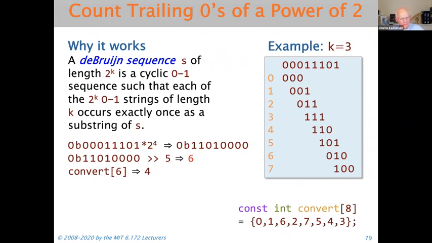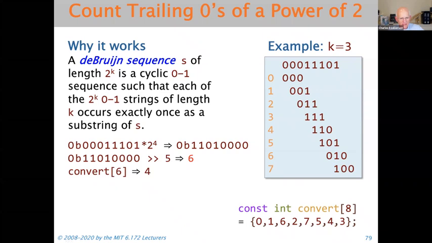So it's the same as if I had rotated the whole word, and now I want to extract the top 3 bits, which in this case I can get by shifting by 2 to the k minus k, or in this case 2 to the 3 minus 3, which is 8 minus 3, which is 5. And when I do that, I get a 6. And so when I convert 6, I get a 4. That's what I'm supposed to get.